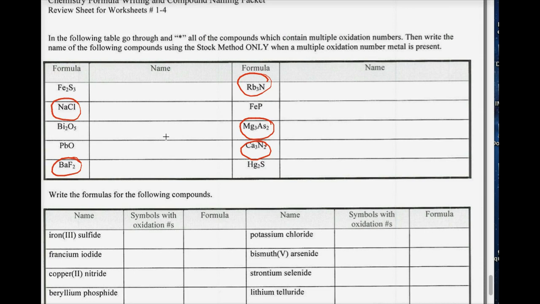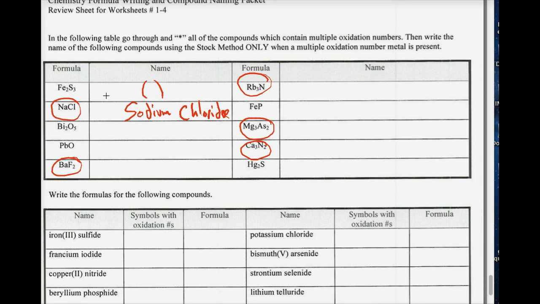Technically speaking, it's not wrong to put Roman numerals in there, but it is a colossal waste of time. So you can just say sodium chloride. You don't have to specify. You don't have to put a Roman numeral and say it's sodium 1. Sodium's always 1. It's representative. But the rest of them aren't. The rest of them are unknown metals, which means we're going to have a Roman numeral in there.